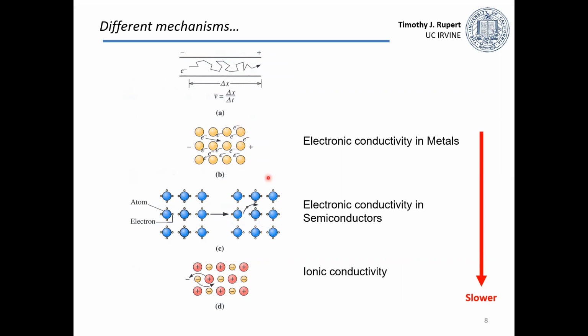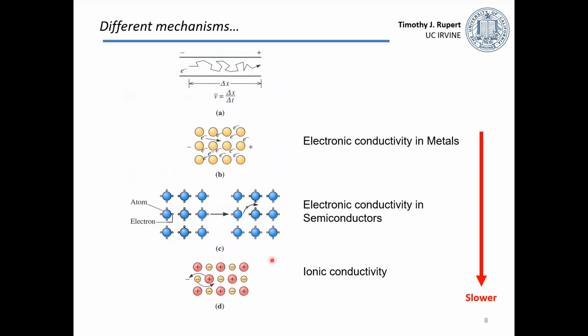The next step up in difficulty would be electronic conductivity in semiconductors. Again, we still have these electrons in the valence band. They can move in between the gaps of the different ions and find their way through the material. Another mechanism is ionic conductivity. In a lot of ceramics, we have positive and negatively charged ions. If two ions switch places, we're going to have a net charge move within our material.